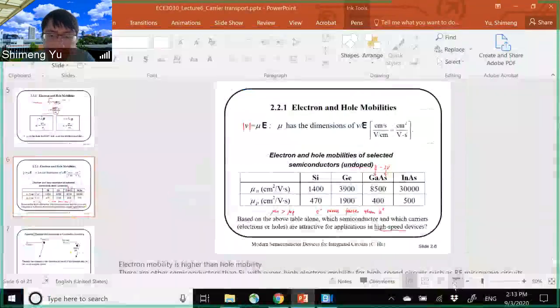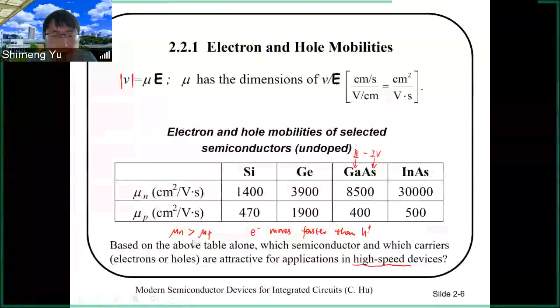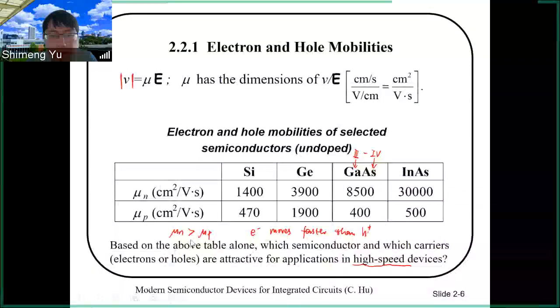Alright, so here the key conclusion is that the mobility mu n is larger than mu p. This is very important because later as we learn the circuit operations, we will know that the n-type transistor is faster than the p-type transistor because mu n is larger than mu p. So we need to do something from the circuit design point of view to compensate the difference between those two transistors' speed. So the reason comes from here. The mobility is different.